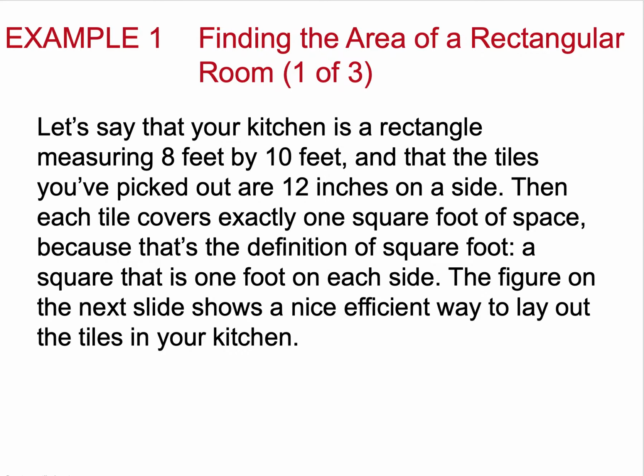Here's an example of finding an area of a rectangular room. Most rooms that we think about are rectangular by nature, and so in this example, the room measures 8 feet by 10 feet. And we're looking at inserting tiles that are 12 inches on a side. Each tile, because they're 12 inches and 12 by 12 is 1 square foot, takes up exactly 1 square foot because that's the definition of a square foot. So 12 inches is 1 foot, therefore it's 1 times 1 for the area.